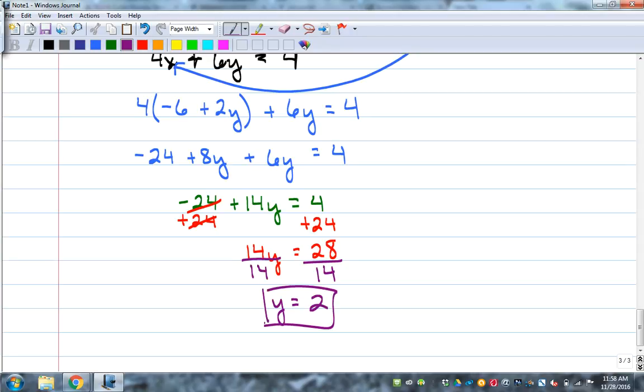How do I get x? Plug it back into the x equation. x was supposed to be equal to -6 plus 2y. So I'm going to plug in, instead of the y, I'm going to put a 2 in that place. So it'd be -6 plus 4, which would be -2. Ordered pair, -2, 2.